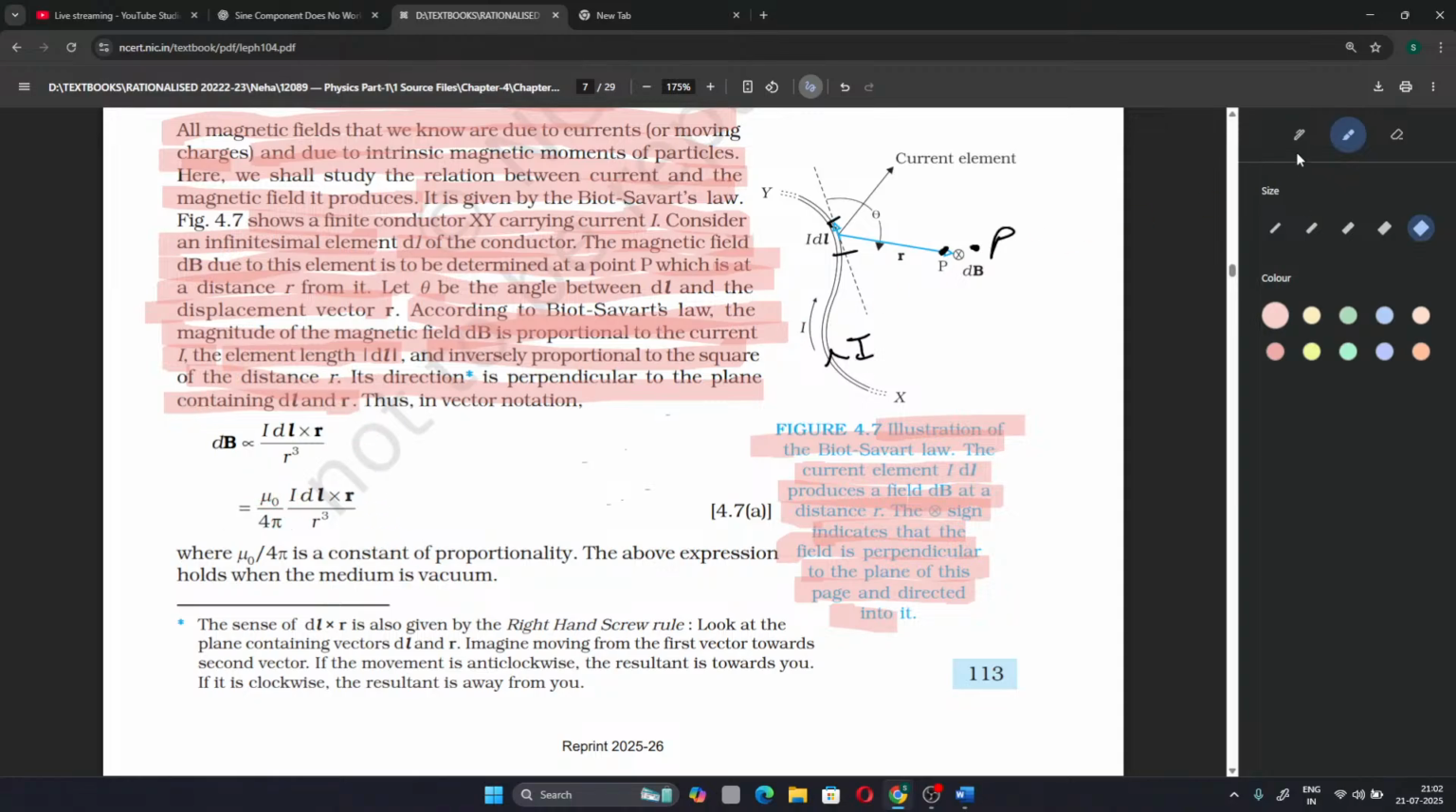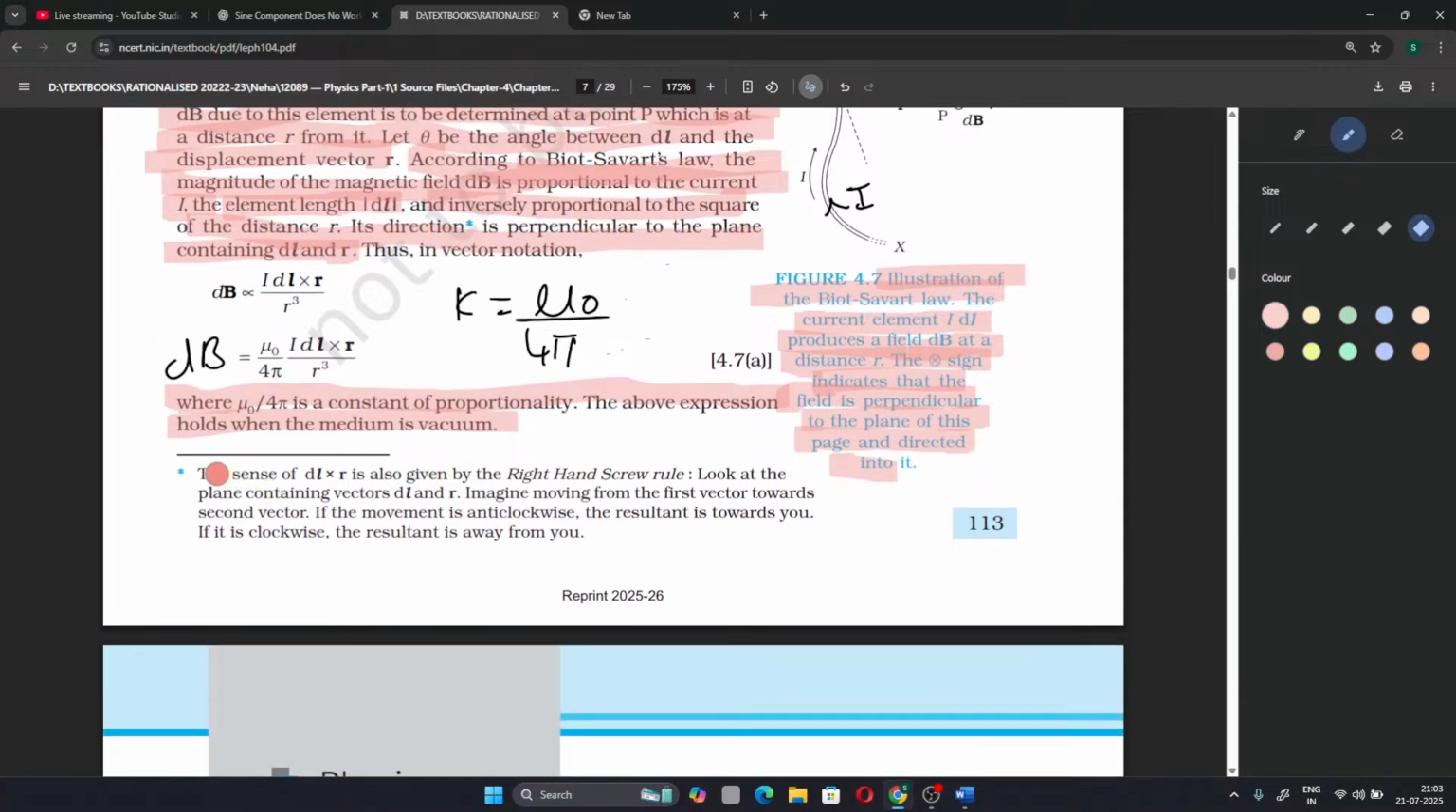And the proportionality constant for dB is k, which is equal to mu naught by 4 pi, where mu naught is the permeability of air or free space. The value of permeability of free space is 4 pi into 10 power minus 7. So the final value of the constant k is 10 power minus 7. This is the final equation where mu naught by 4 pi is the constant of proportionality. The above expression holds when the medium is vacuum, as it is the permeability of free space.